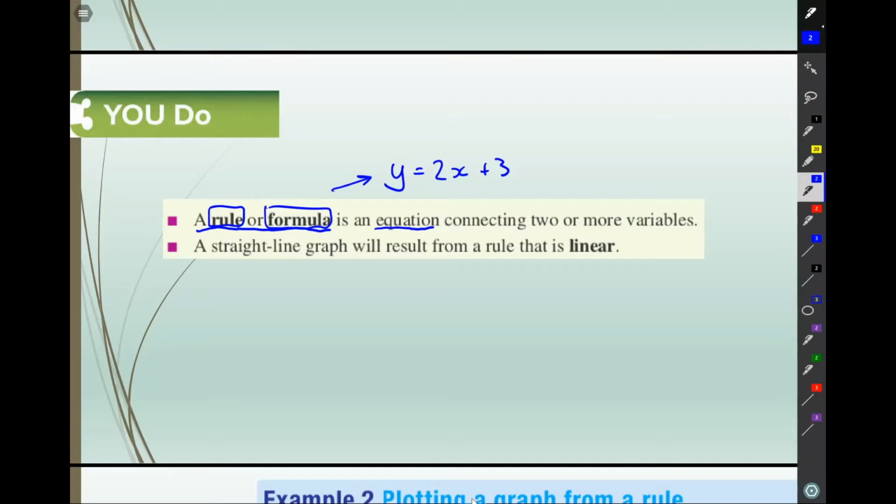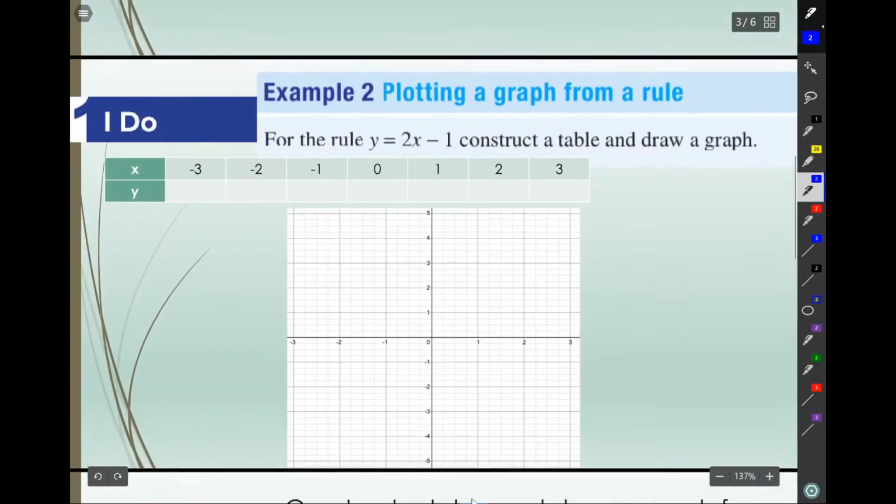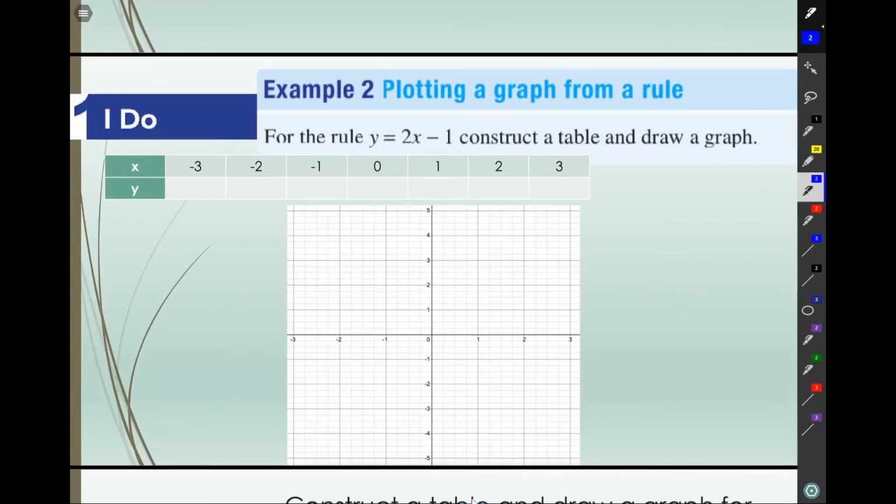And the other thing we need to remember is that when we have a straight line graph, which is what we're going to be dealing with for most of this unit, we use this special word linear to describe it. I also want you to make a note of that. You could even just write down both of these sentences and include an example of an equation. Right, once you've done that though, I'm going to do this example, so I don't want you to worry about writing anything down.